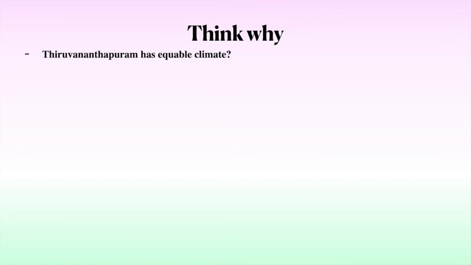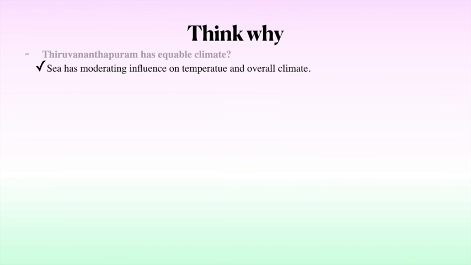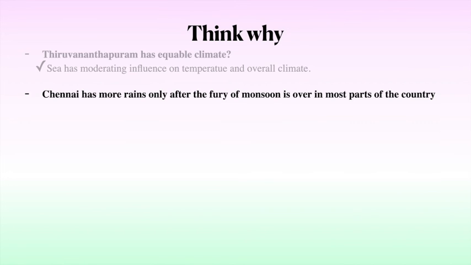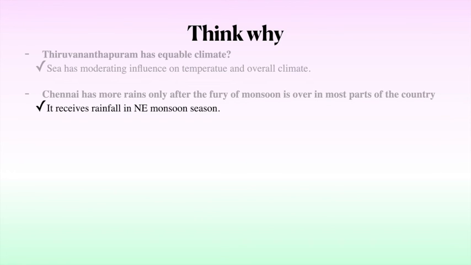Think why Thiruvananthapuram has an equable climate. Because Thiruvananthapuram is located on the coast, the sea has a moderating influence on temperature and overall climate. So it has an equable climate. Chennai has more rains only after the fury of the monsoon is over in most parts of the country. Chennai receives rainfall during the northeast monsoon season, which is not prevalent in the rest of the country. So that is the reason.